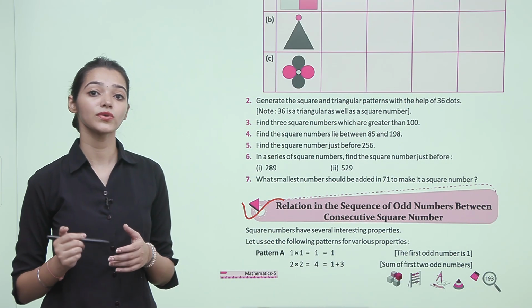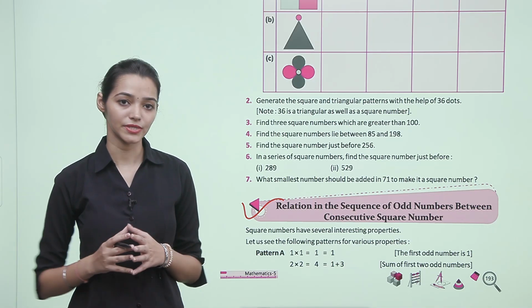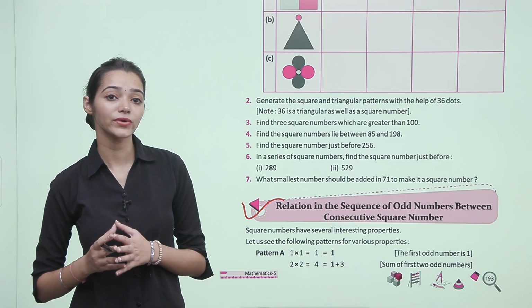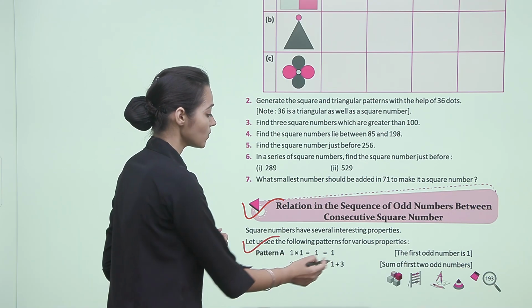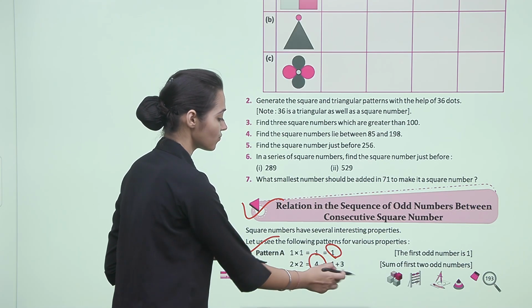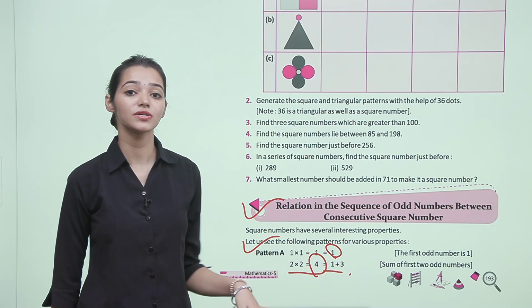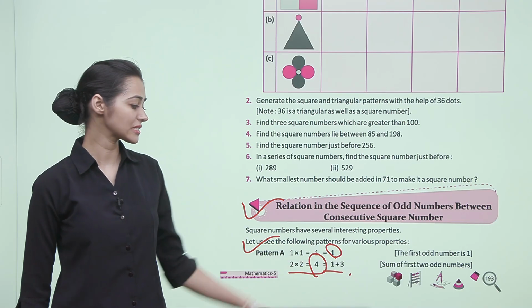Next is our relation in sequence of odd numbers between consecutive square numbers. Now square numbers have several interesting properties. Let us see the following patterns for various properties. Pattern A is 1 into 1 is 1. 2 times 2 is 4, 4 is 1 plus 3. The first odd number is 1 and the sum of first two odd numbers is 4.